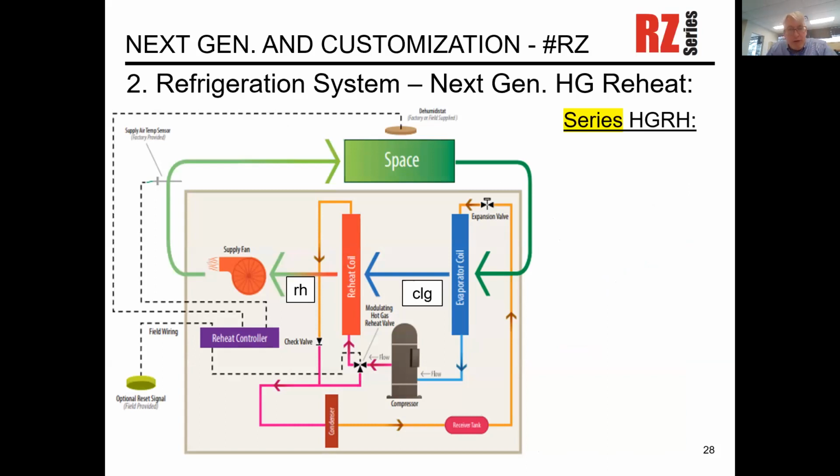Not going to really go through the controls, but let's just start with our space, the big green box in the upper right center. We have our return air entering our blue evaporator coil. It then gets cooled. That cooled air then goes through our red reheat coil, gets reheated, and gets distributed to the space. On our refrigeration circuit, we have an evaporator.